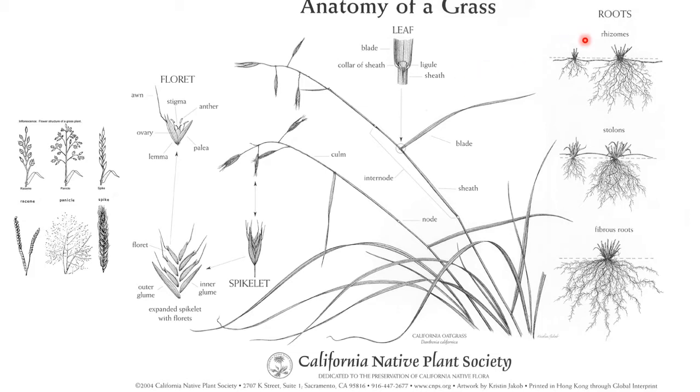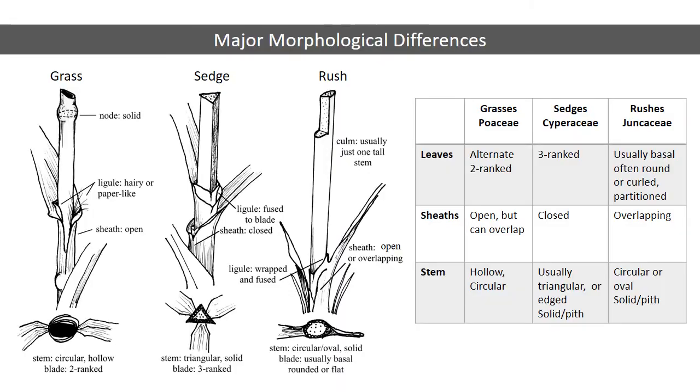But real quick, let's go over the roots. We have rhizomes, where they will be connected underneath the soil, stolons, where they will be connected above the soil, and then a fibrous root system. The graminoids here are going to be Poaceae, or grasses, Cyperaceae, or sedges, and Juncaceae, or rushes.